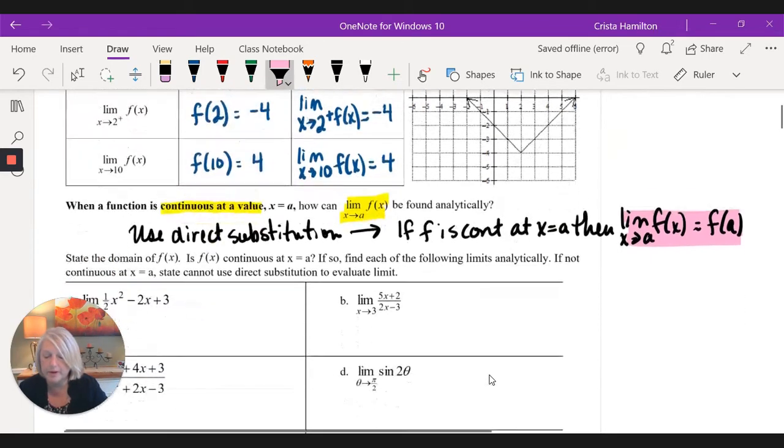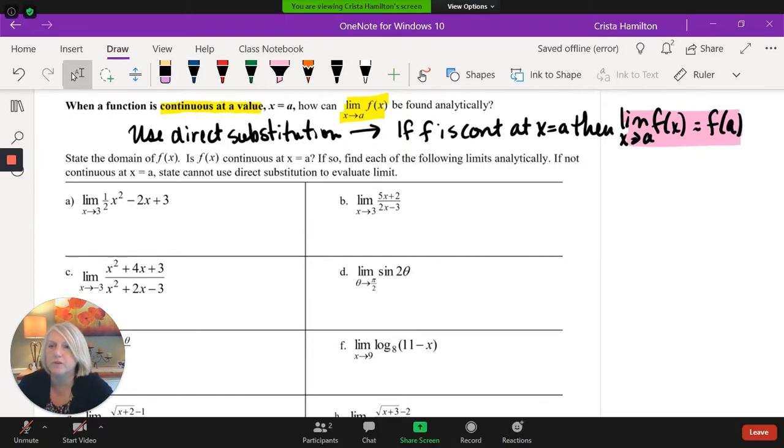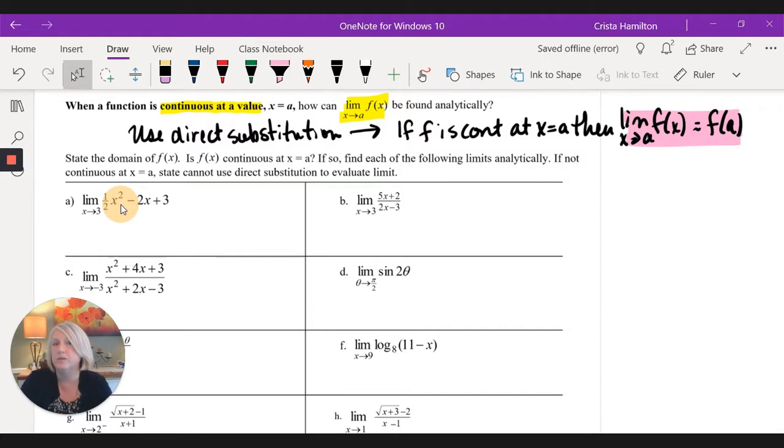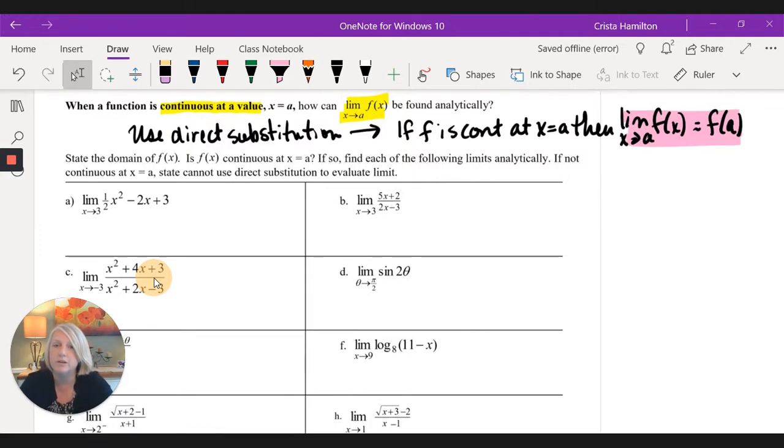We have a lot of parent graphs that we are familiar with, and we're also familiar with finding things like domain and picturing what the functions look like. For example, this function right here is simply a quadratic, and you should be able to picture that a parabola is going to be continuous everywhere. The different types of functions in this activity include rational functions here and here, so you may want to think about where rational functions are discontinuous and where they are continuous.